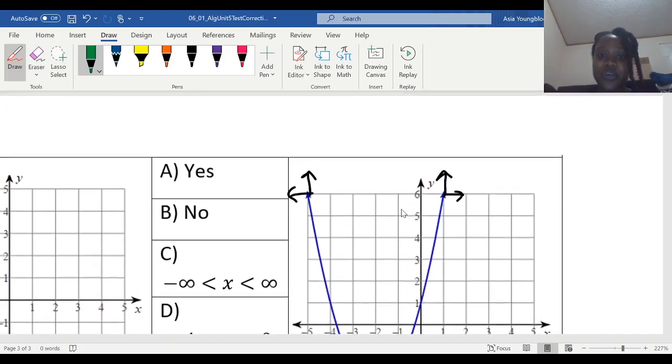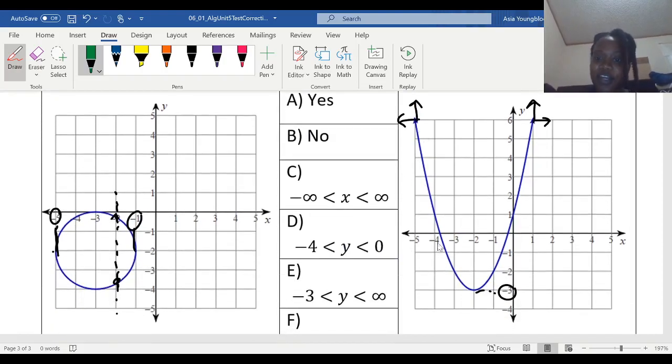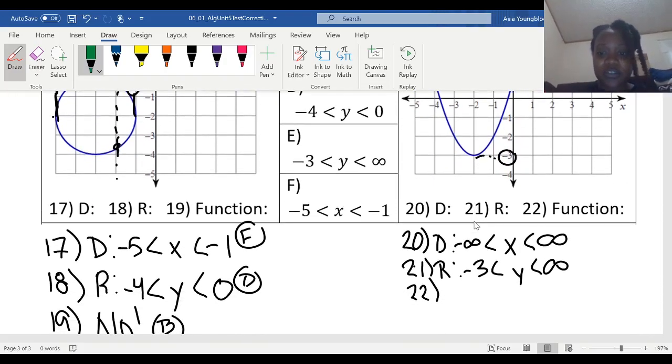So we can just do a quick check. -5, one y value. -4, one y value. -3, 1, -2, 1. So we can see this graph is going to be a function because every x value only has one y value. Also, if you do the vertical line test, there is no place we can draw a vertical line where it's going to hit the graph 2 times. If that did occur, that would mean that this is not a function. So yes, it's a function.